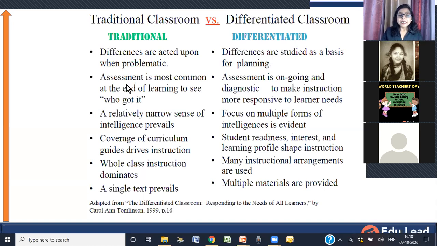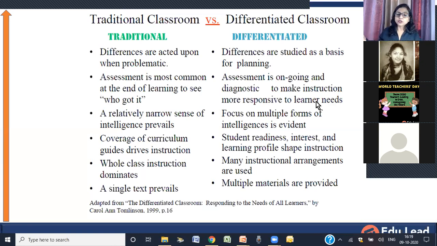The second thing is, assessment is most common at the end of learning to see who got it. But here it is ongoing assessment, diagnostic in nature, and the instructions are driven by what assessments have to say, to make instructions more responsive to learners' needs.